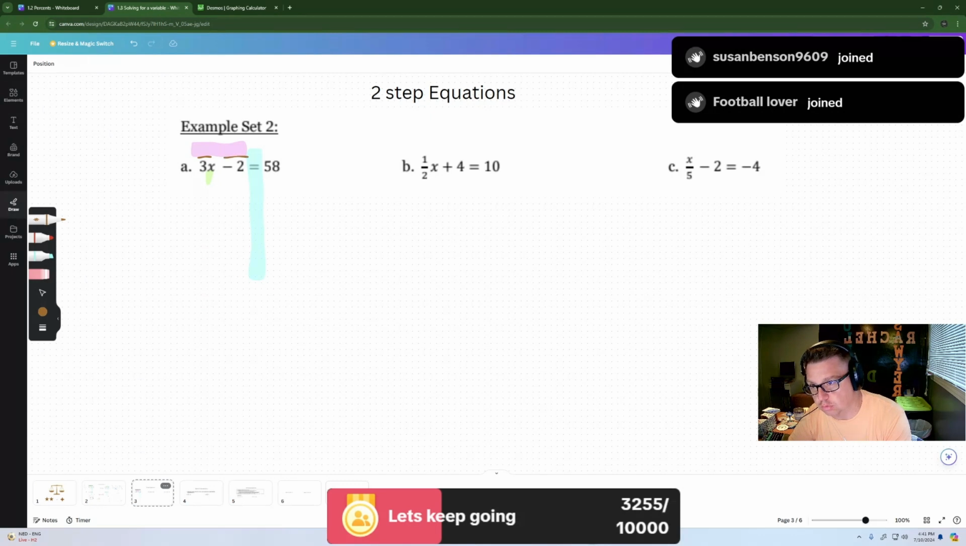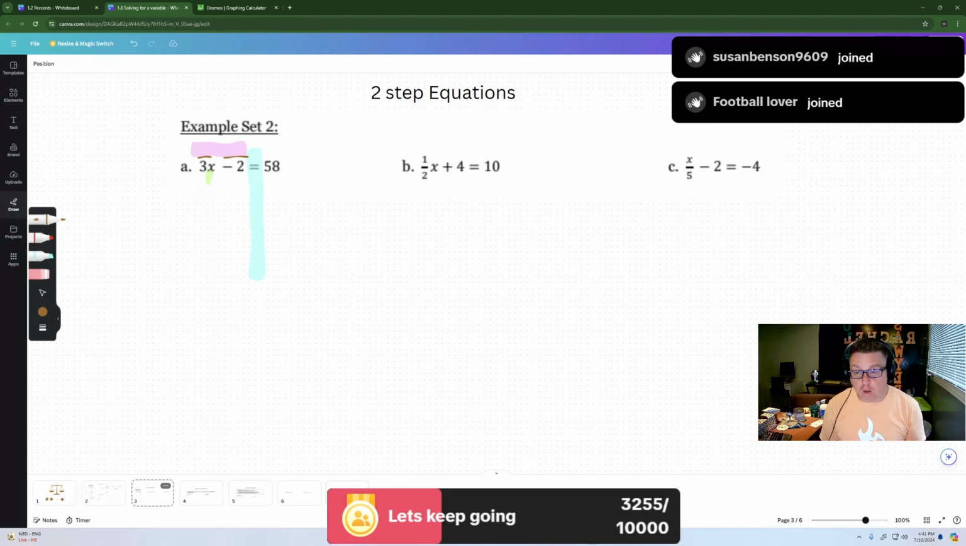minus 2. 3x minus 2. And then you can write equals 58. I'm not worried about the other side because the other side's going to handle itself. I need to get the variable, the x, by itself. I need to get that variable, that unknown, by itself. So I really want to isolate that.